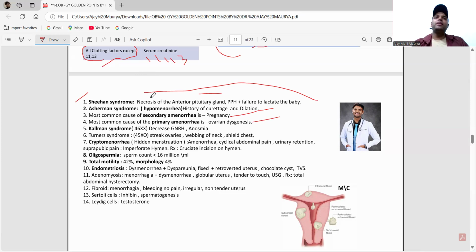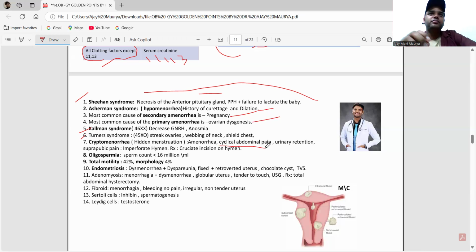There is Kallmann syndrome, which is 46XX due to a decrease in GnRH. The symptom will be anosmia. Okay, Turner syndrome is 45XO, with streak ovaries, webbing of the neck, and a shield chest. Everyone knows this. Cryptomenorrhea is hidden menstruation, guys. This is cyclical amenorrhea, with cyclical abdominal pain, urinary retention, and suprapubic pain.